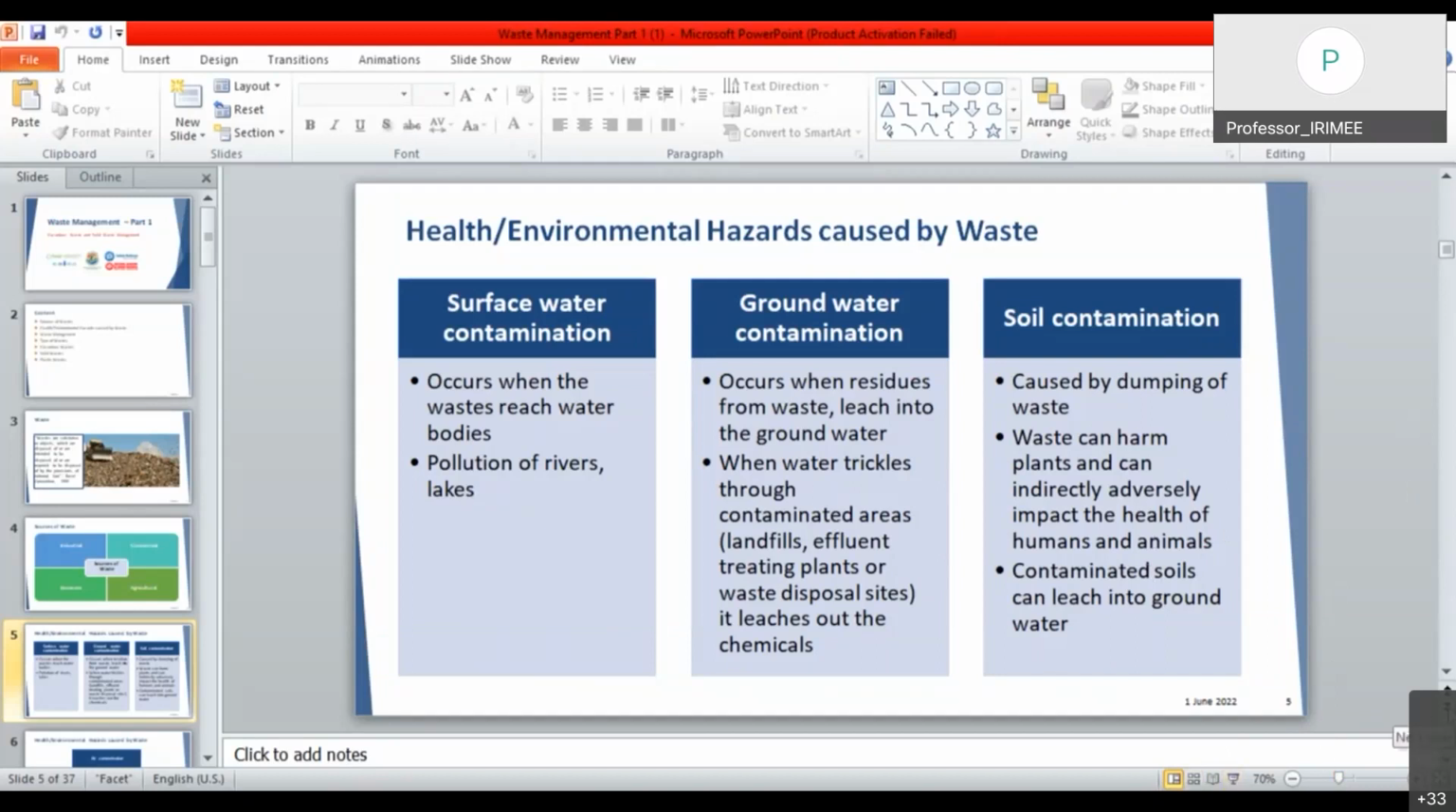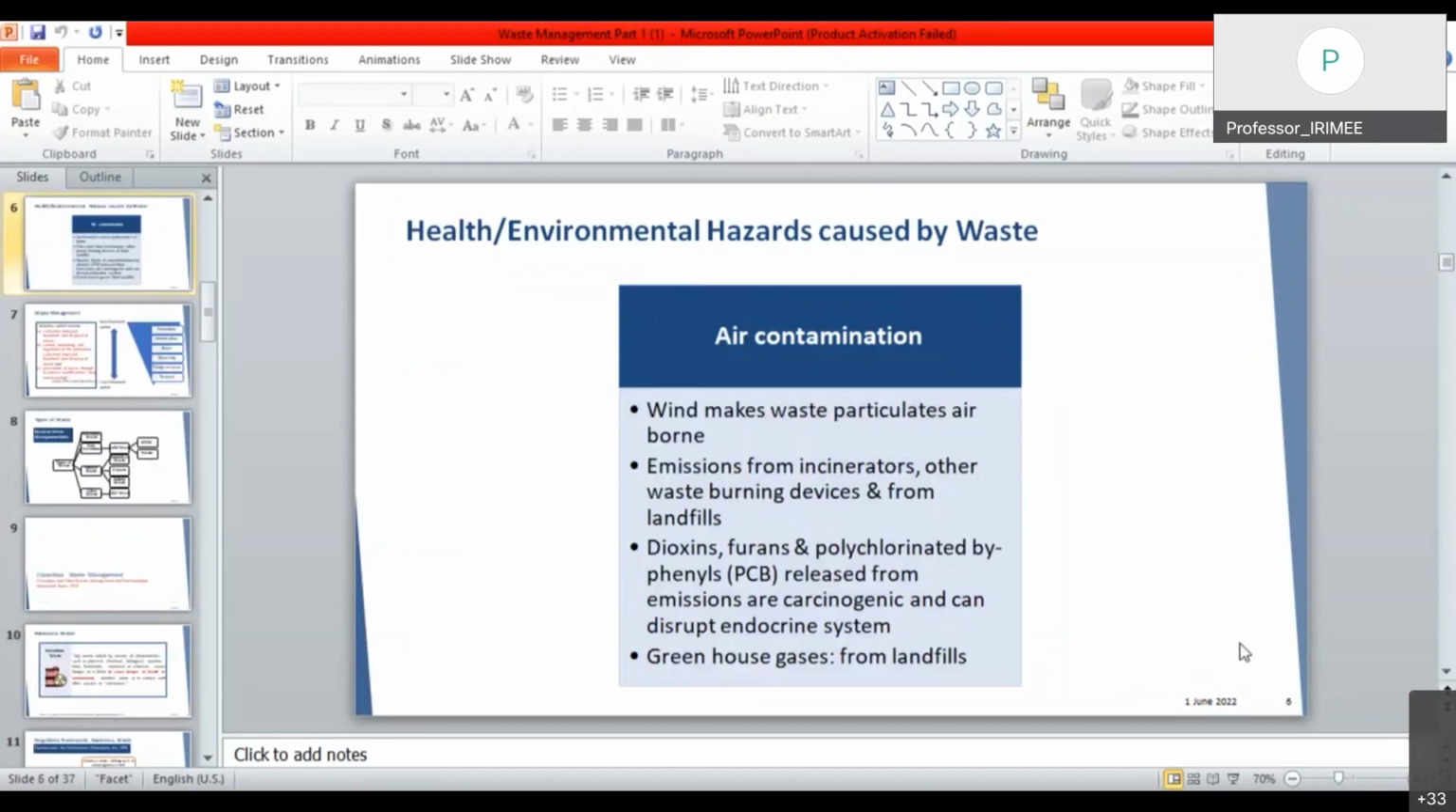Soil contamination is also caused by these wastes. Waste can harm the plants and can indirectly adversely impact the health of humans and animals. Contaminated soils can leach into the groundwater. In this way, waste causes hazards to health and the environment.